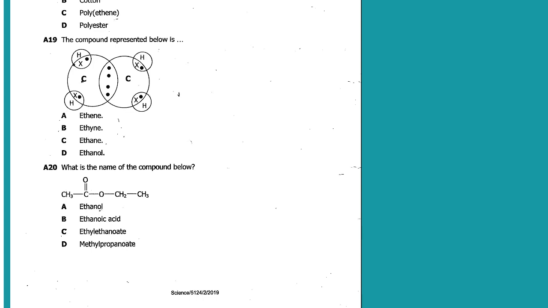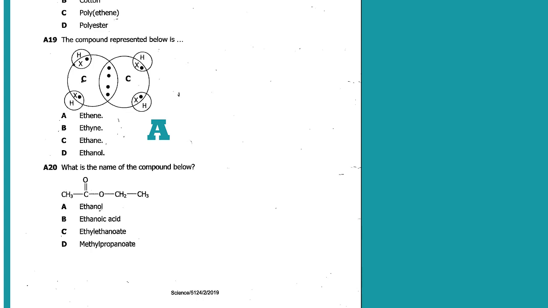19. The compound represented below is, so if we check, you find that you have 2 carbon atoms, which tells us that the prefix will be eth, and all the options have eth. The next thing is we have only carbon and hydrogen, meaning this one is a hydrocarbon, so it can't be ethanol, so ethanol is out. There's no oxygen.